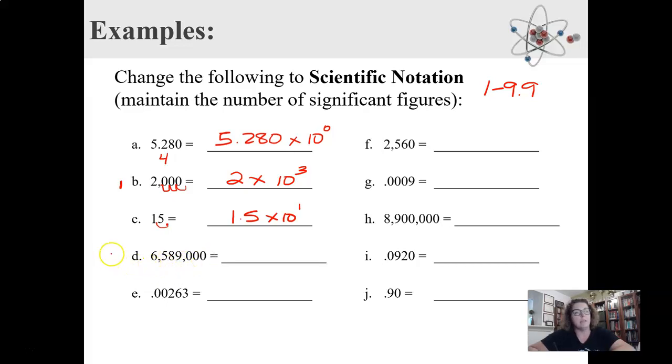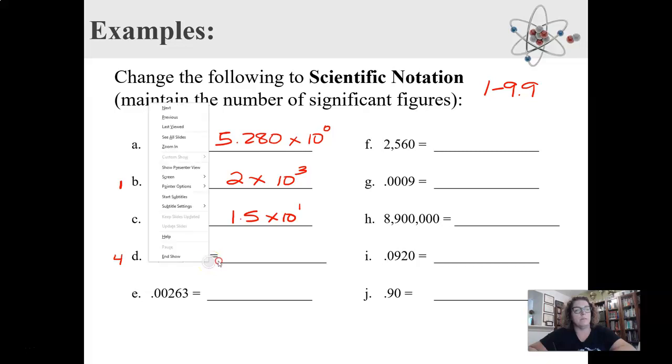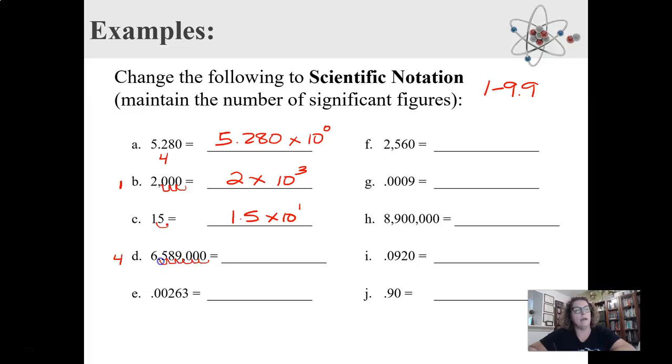6,589,000. I only see 4 sig figs, so I'm going to keep the 4. These zeros are not significant because there is no decimal. So I'm going to start my decimal at the end, and I'm going to move that decimal 1, 2, 3. And when I learned this way back in the day, my teacher called these waves. Okay, some teachers call them cradles. You're just basically moving the decimal in between every digit. Okay, so I moved it 6 places.